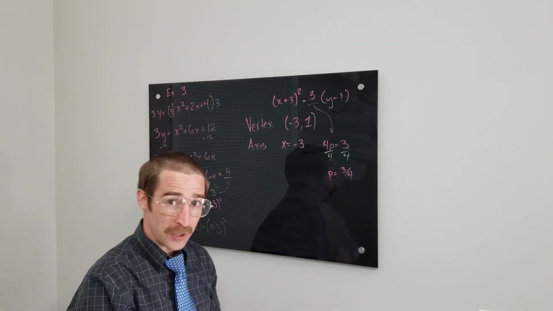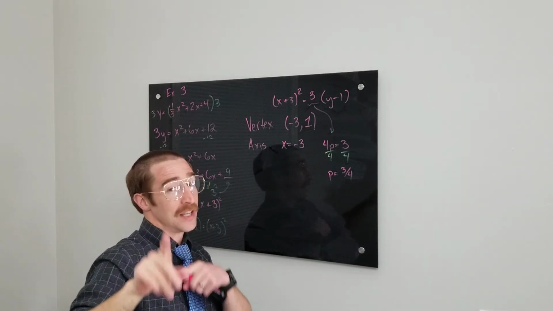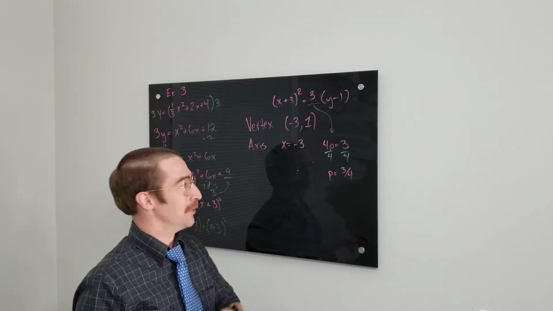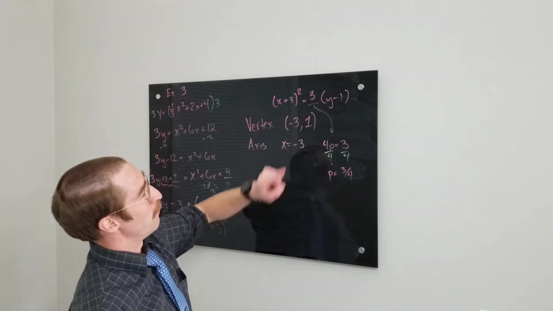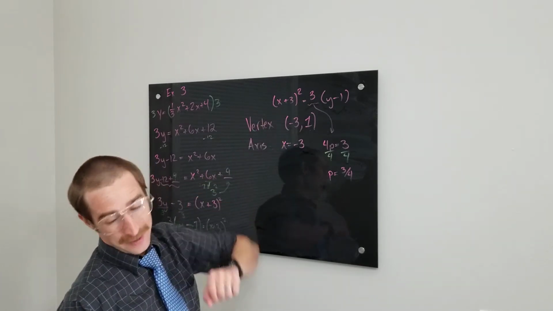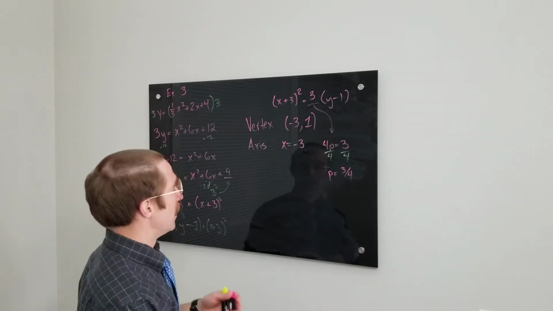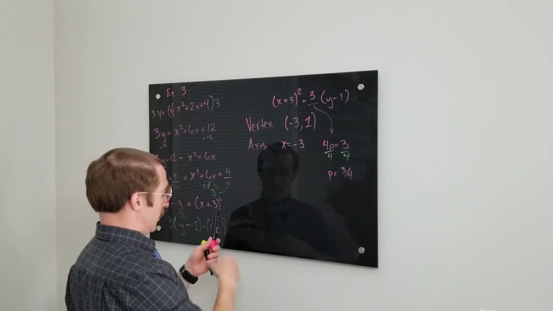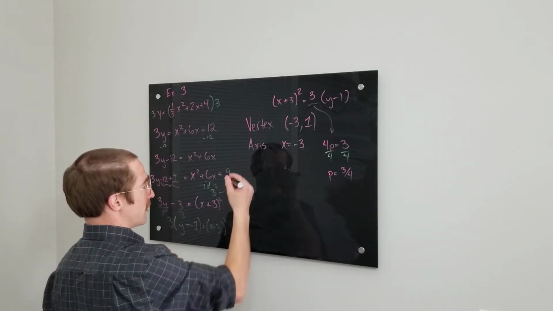How do we know it's opening up? You say it to yourself, and then I'll tell you. We know it's opening up because that 3 is positive, and x is squared. So, in order to find the focus, let's do that one.